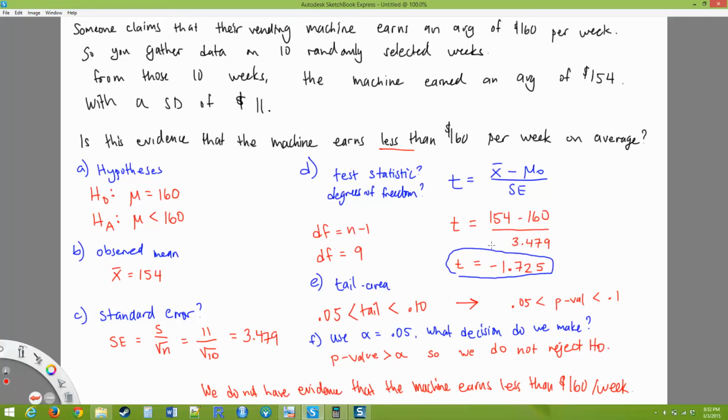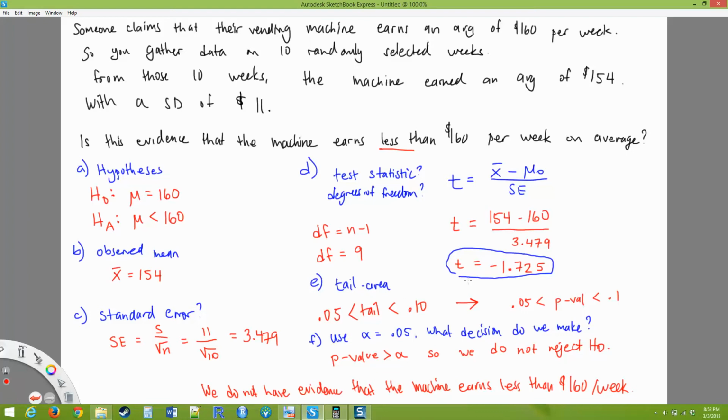If you have a not equal sign in the alternative, whatever your tail is, you double it to get your p-value. When you had proportions, you could look that up in your z-table and you get an exact p-value. When you're dealing with means, you have to look it up in the t-table and you don't get exact values, you get a range. If it was not equal, then you double it.